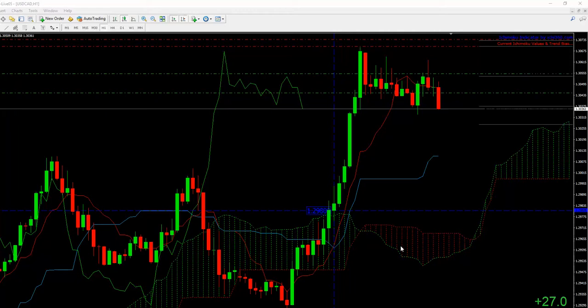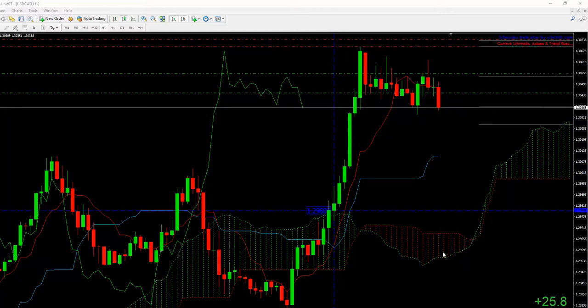Now, the cloud, or the Kumo, which is the Japanese term for cloud: where we are at now, where my cursor is, you have the Kumo as red. The cloud here is red. The cloud in the future is green, which speaks of it being bullish in the future. But you can see this is where we are at now. The price, or the candle, is above the red Kumo. So it's bearish at the moment.